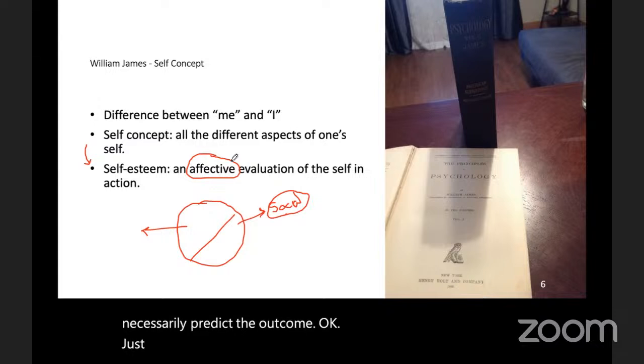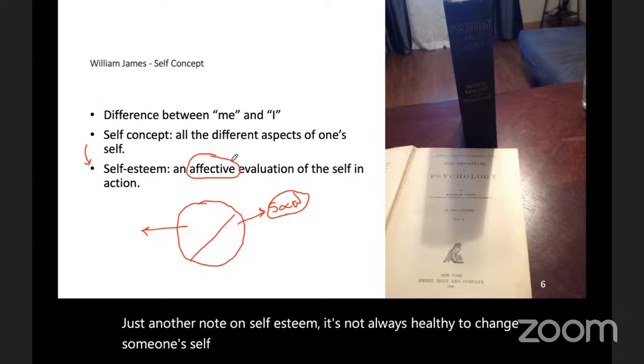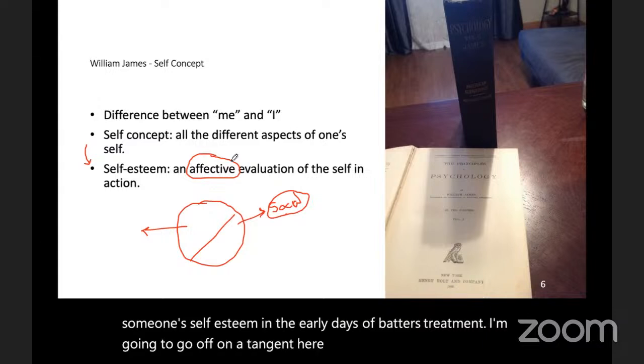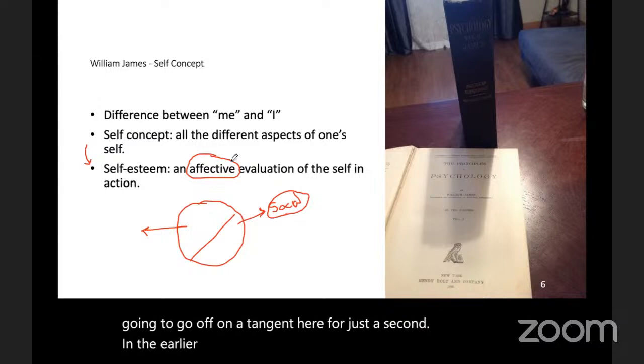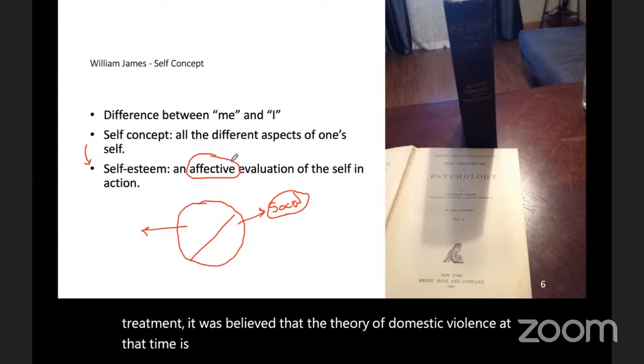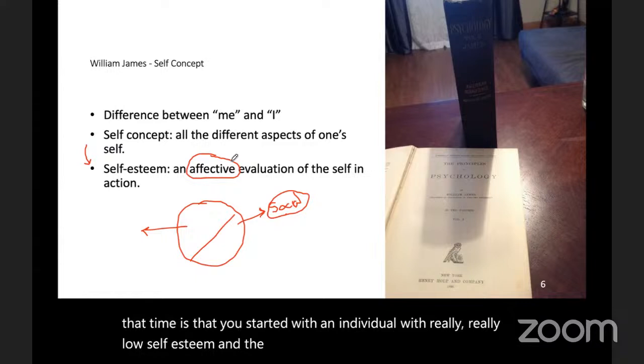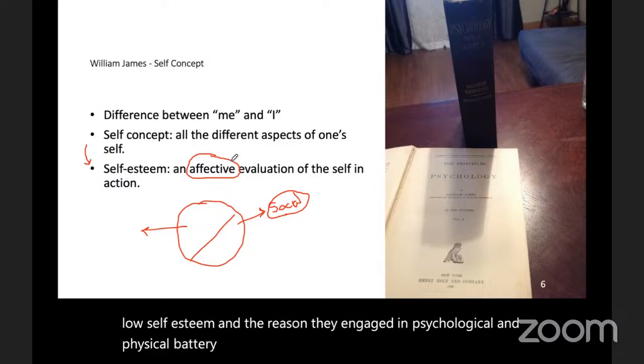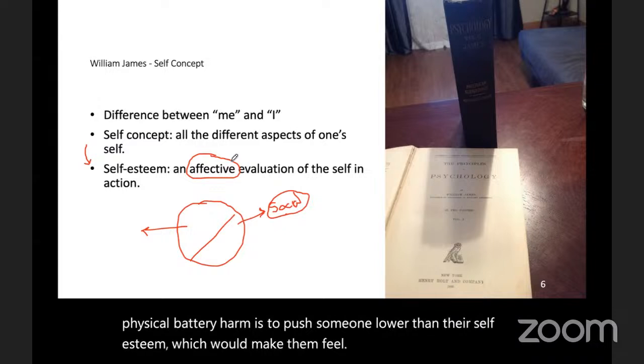Just another note on self-esteem. It's not always healthy to change someone's self-esteem. In the earlier years of batterer treatment, domestic violence abuser treatment, the theory at that time was that you started with an individual with really, really low self-esteem. And the reason they engaged in psychological and physical battery, harm, is to push someone lower than their self-esteem, which would make them feel better about themselves.